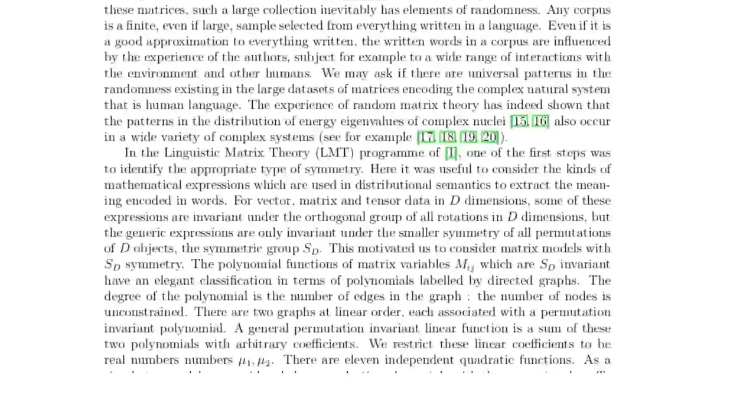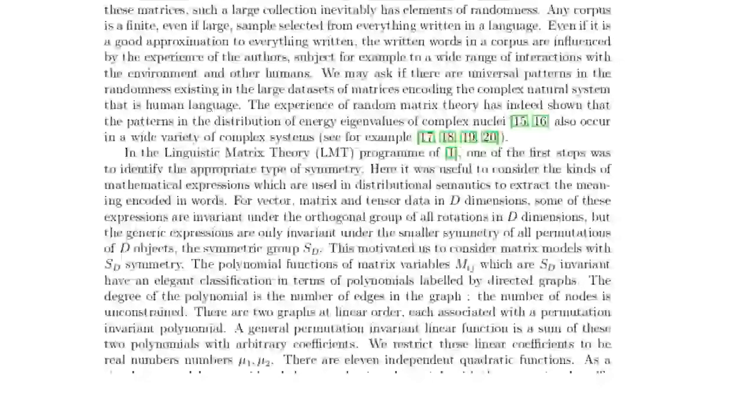So we've got d dimensions for our vectors, and we're using the symmetric group SD because we're talking about permutations of d objects. We're considering matrix models with SD symmetry.